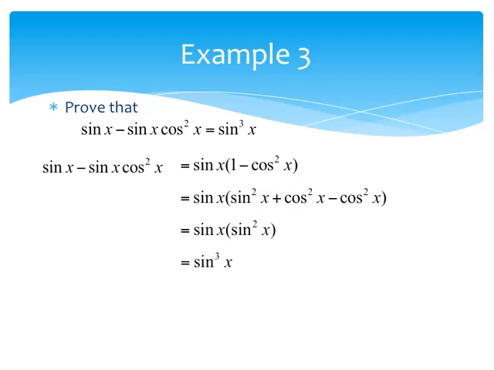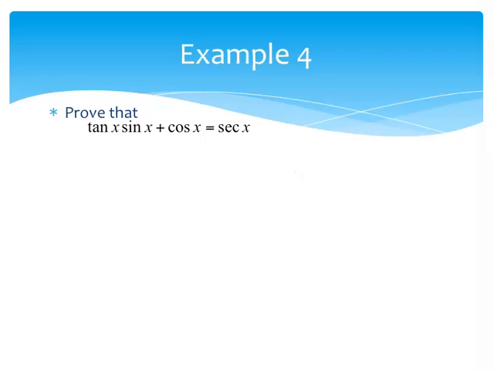All right, last example. Prove that tangent of x times sine of x plus cosine of x is equal to secant of x. Okay, so let's start with that left-hand side. Clearly the right-hand side is very simple.